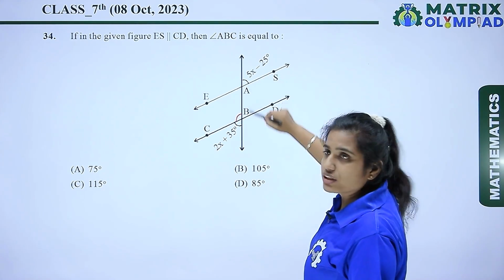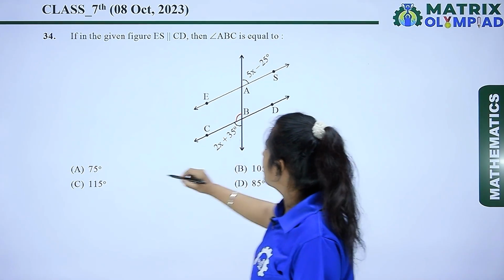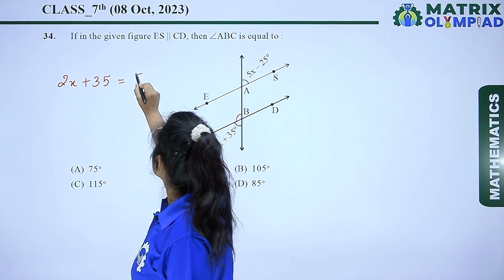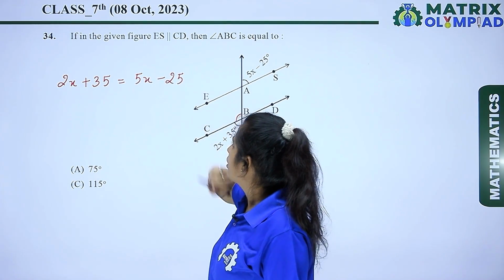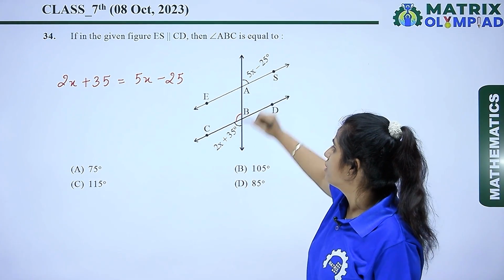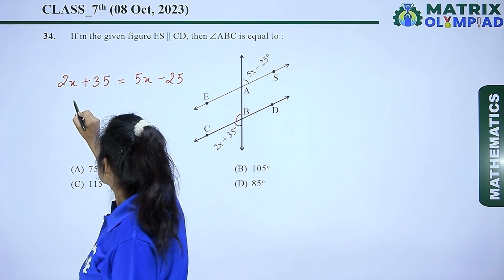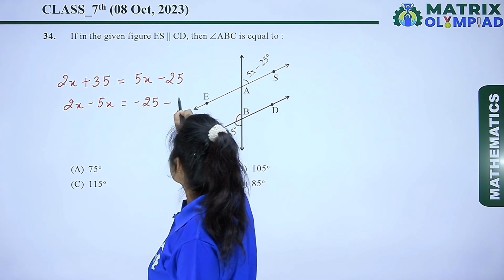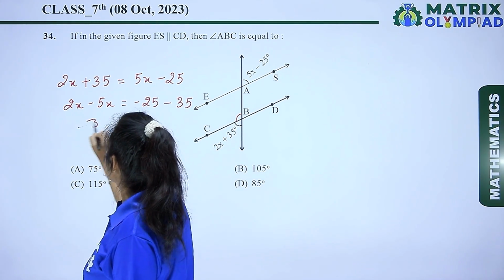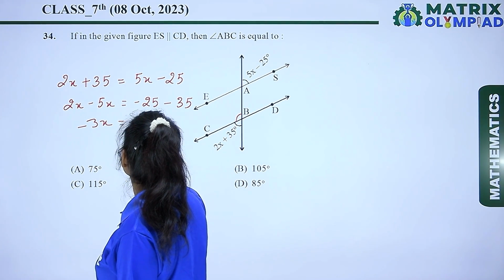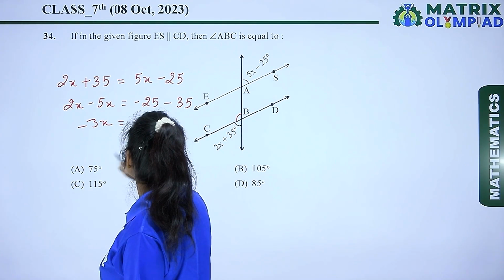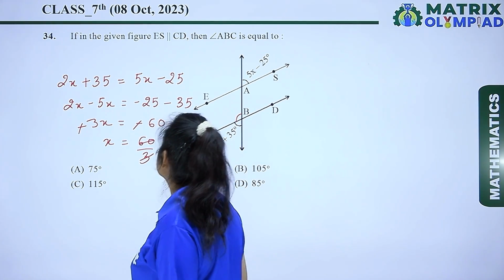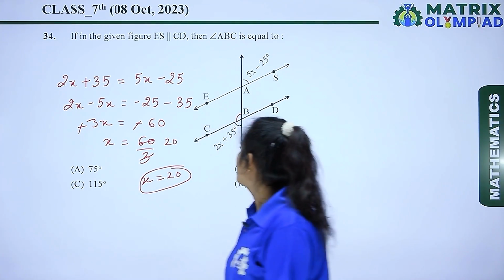Here this line is a transversal to the parallel lines. So 2x plus 35 is equal to 5x minus 25, because they are alternate exterior angles. Now 2x minus 5x equal to minus 25 minus 35. Here negative 3x equal to minus 60. x is equal to 60 upon 3, which will give us 20. So the value of x is equal to 20.